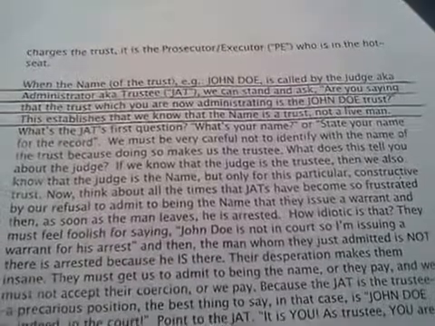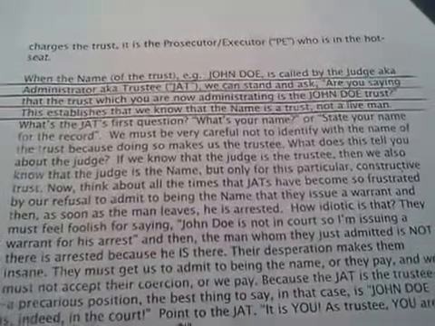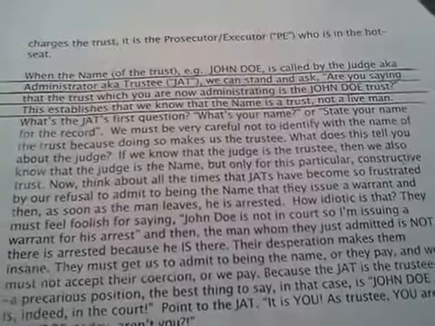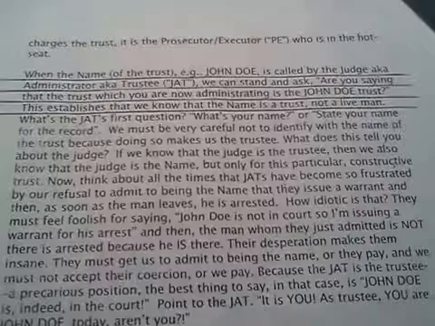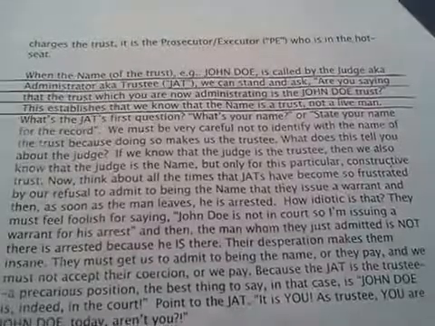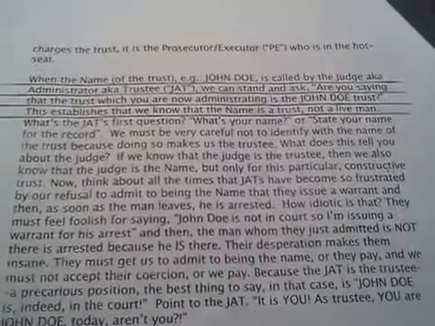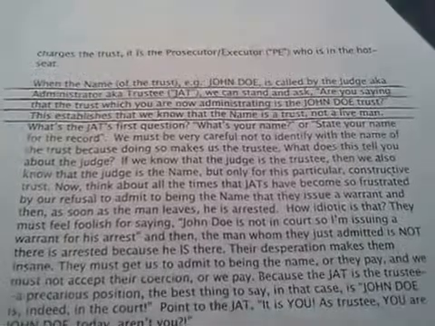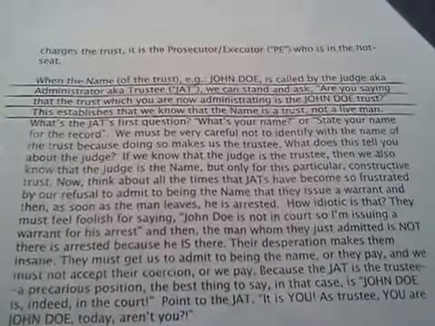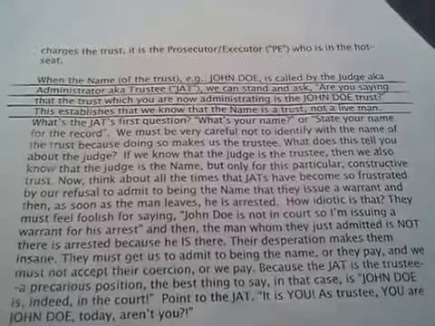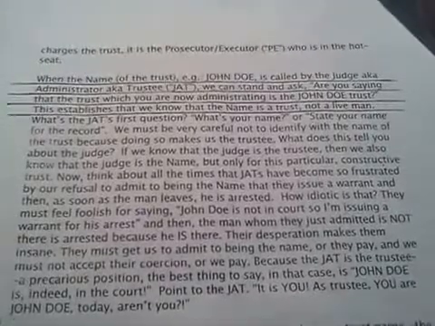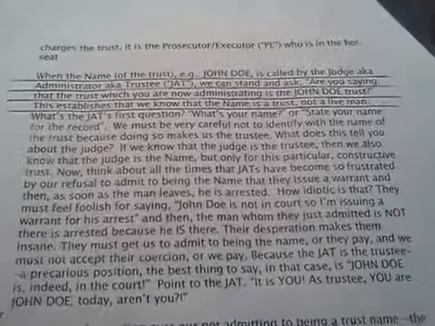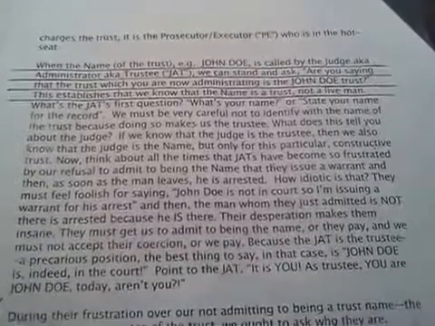Now think about all the times that the JATs have become so frustrated by our refusal to admit to being the name that they issue a warrant, then as soon as the man leaves, he's arrested. How idiotic is that? They must feel foolish saying that John Doe is not in the court, so I'm issuing a warrant for his arrest. And then the man who they just admitted is not there is arrested because he is there. Their desperation makes them insane. They must get us to admit to being the name or they pay, and we must not accept their coercion or we pay.